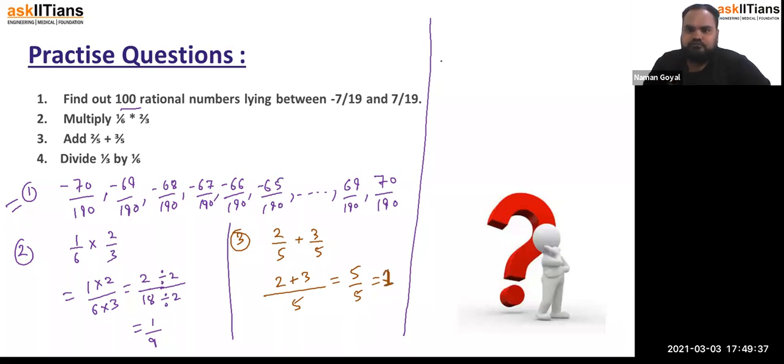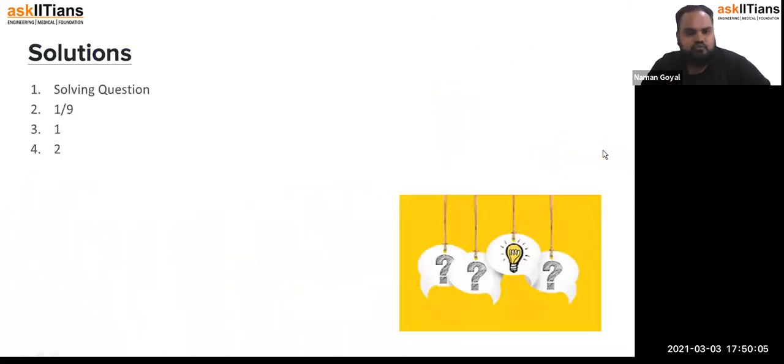Now fourth, divide 1 by 3 by 1 by 6, right? So the sign will change to multiplication. So 1 by 3 multiplied by 6 by 1, right? Reciprocal also. So it is what? 6 by 3. Now the HCF of these two numbers is 3. So 6 by 3 is 2 and 3 by 3 is 1. So the answer of this particular question is 2.